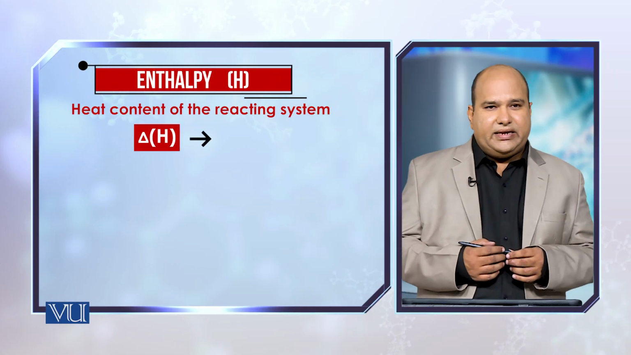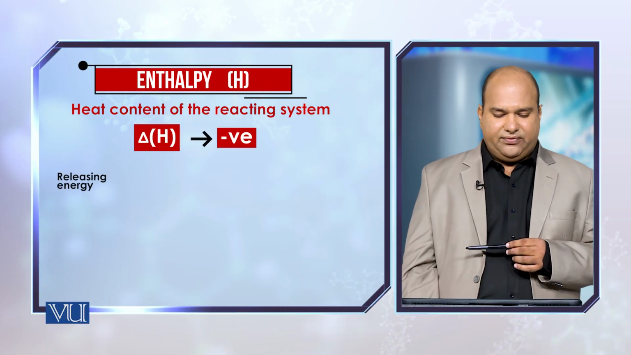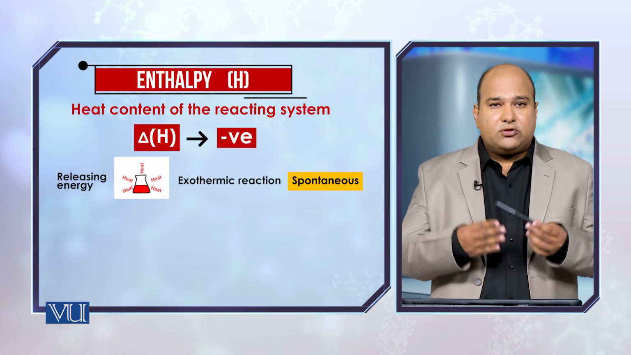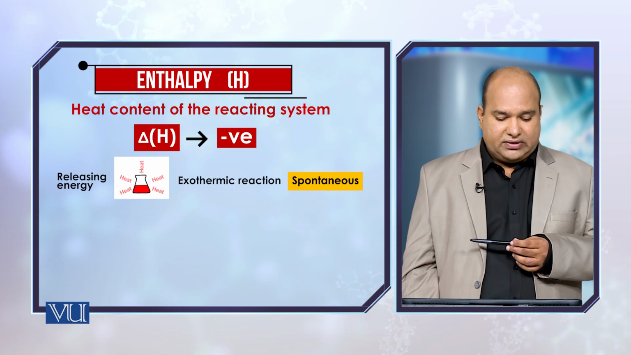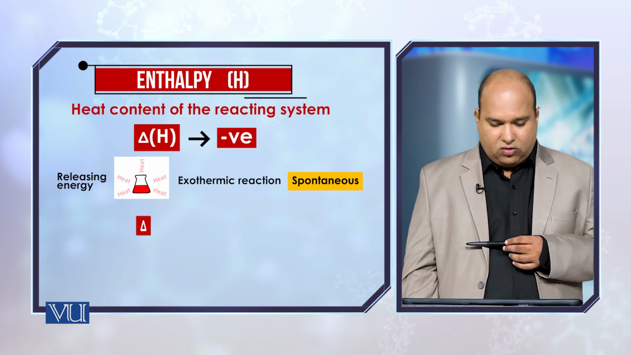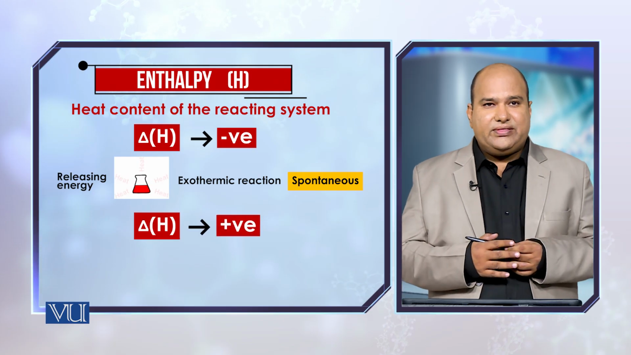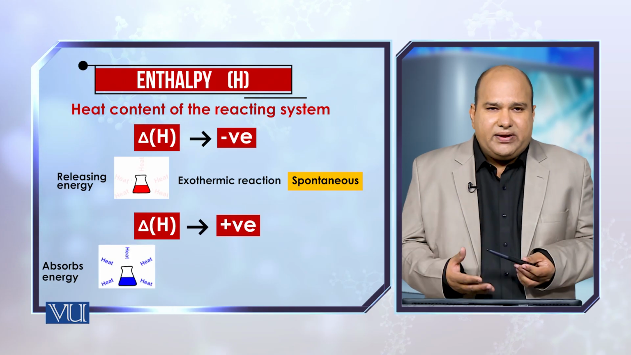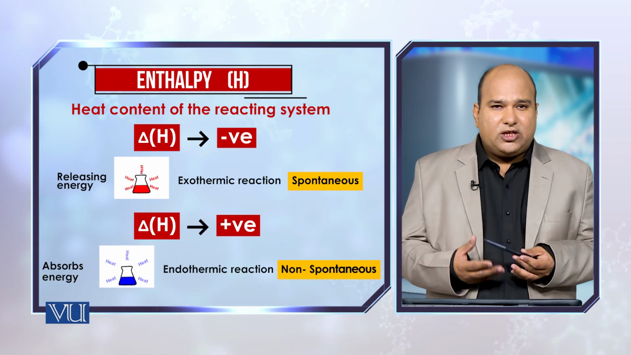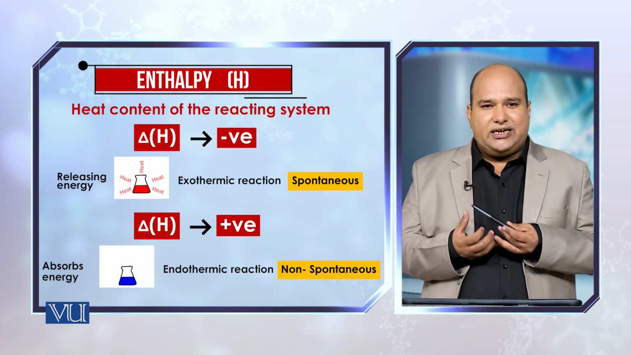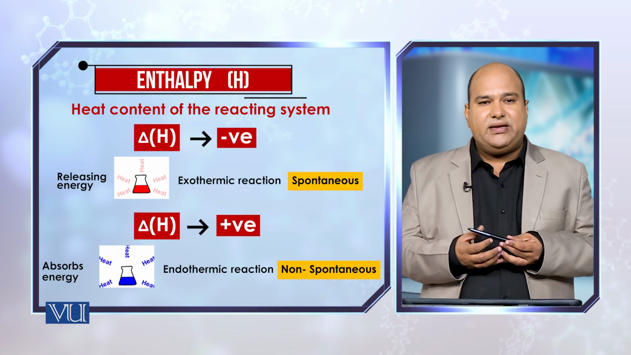So, if in a reaction the delta H is negative, the reaction will be exothermic, because it is releasing energy. You can see it is releasing the energy, it is a spontaneous reaction. On the other hand, if the delta H is positive, the reaction will be absorbing energy and it will be endothermic. Because it is taking the energy, that is why it is positive, and the reaction will be non spontaneous.